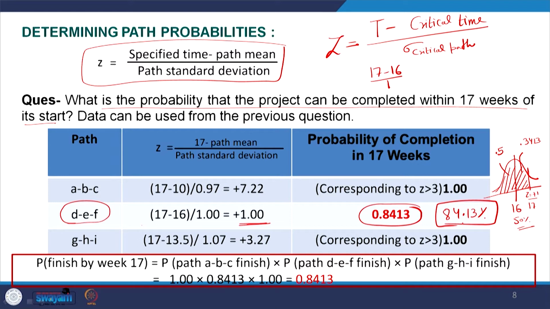Similarly, if somebody asks what is the probability of completing the project in 15 weeks, let us just change the question. Then it becomes 15 minus 16 divided by 1, and the value of Z will be minus 1. So, we will go to this side of Z, and then it is up to here. Let me change the color so that you can understand it better. So, now the new probability is, it is not changing. So, let me change this, let me darken it.